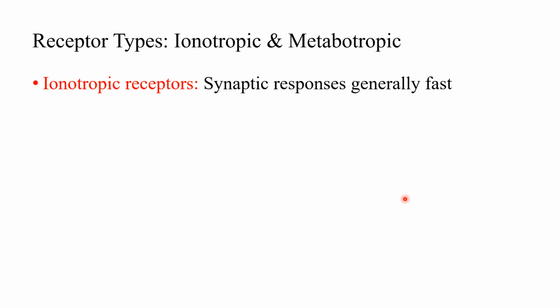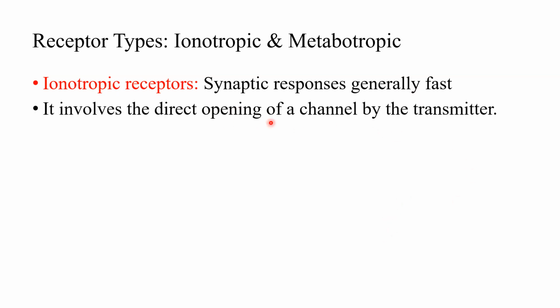Okay. This is more neuroscience, but it is interesting. Receptor types: receptors can be divided into two types, ionotropic and metabotropic. Ionotropic means linked with the ion, what we discussed, right? Linked with the ion, like acetylcholine, the sodium gated channel. So it is called ionotropic. A synaptic response is generally fast. It involves direct opening of a channel by the transmitter.